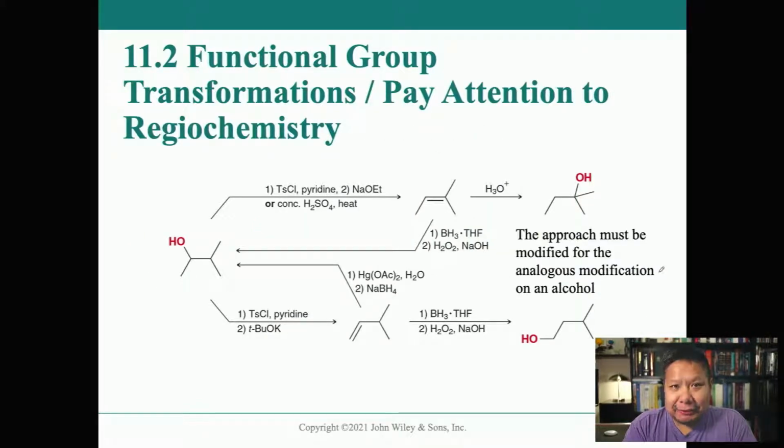All right. So pay attention to the regiochemistry here. So we have an OH, a hydroxyl there, an alcohol, and we can use tosyl chloride, I guess it is, pyridine and sodium methoxide here, or concentrated sulfuric acid and heat, and that will also get us a Hofmann product.